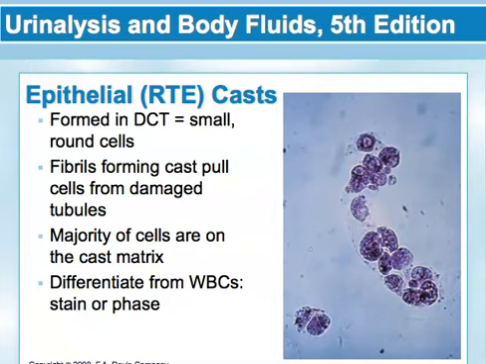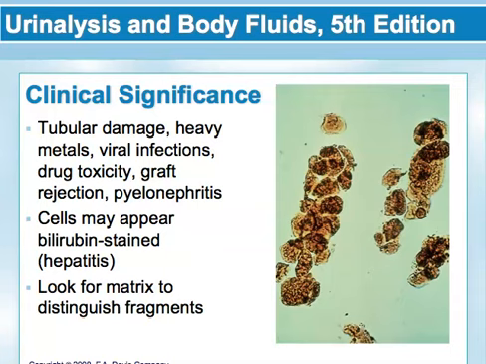Okay, your epithelial or renal tubular cell casts represent advanced tubular destruction that produces urinary stasis in addition to disruption of the linings of the tubules. It's associated with heavy metal and chemical or drug-induced toxicity, viral infections, and allograft rejection, and they are produced in the distal convoluted tubule. In cases of pyelonephritis, they can be seen in conjunction with white cell casts.